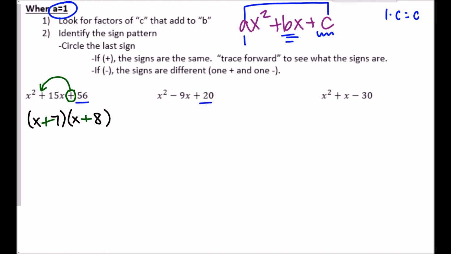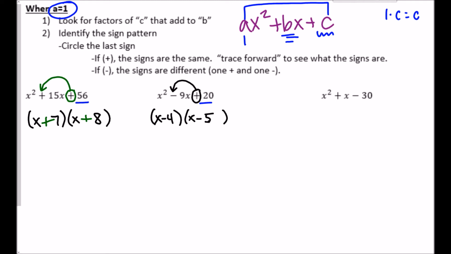We want factors of 20 that add up to be negative 9. So if you want to, you could start with your binomials here. We know we have to have x's. If we trace our signs here, we've got a positive sign that tells us both of them need to be negative. So factors of 20 that add up to be negative 9 would be negative 4 and negative 5.